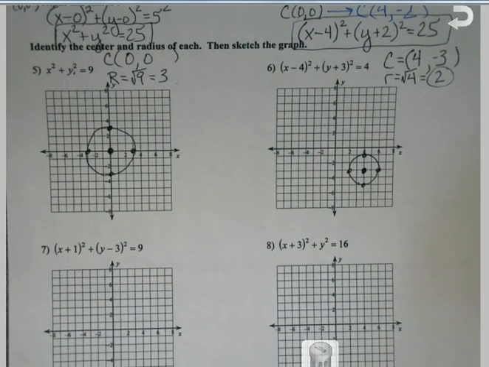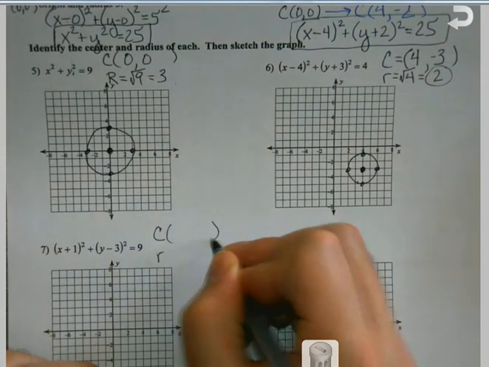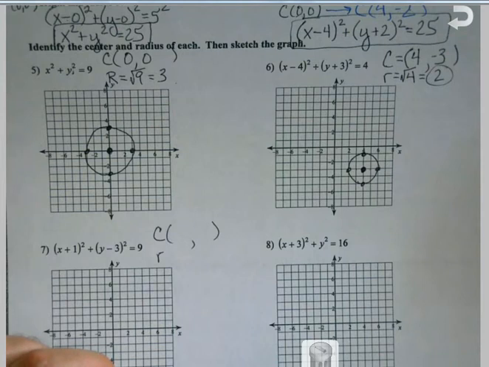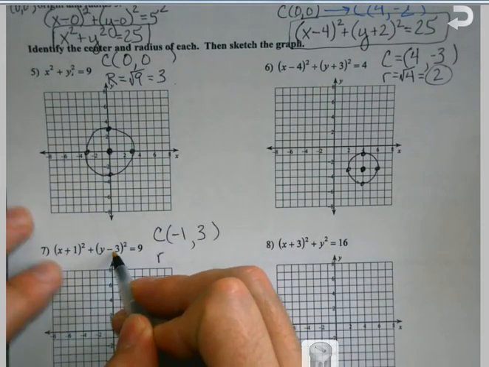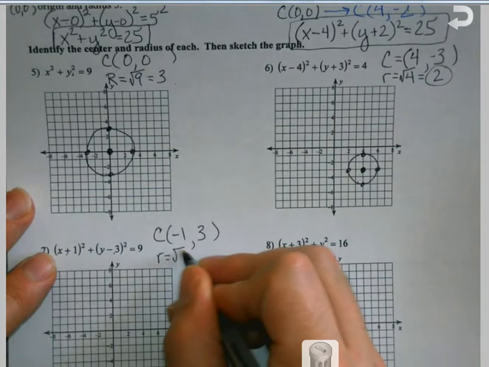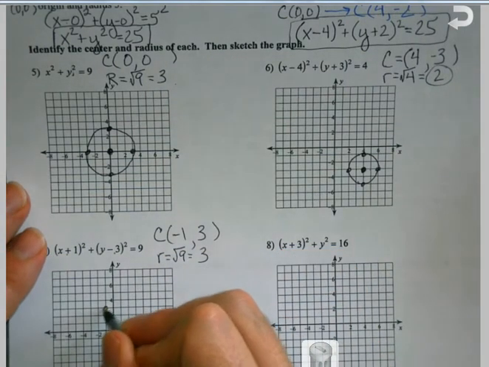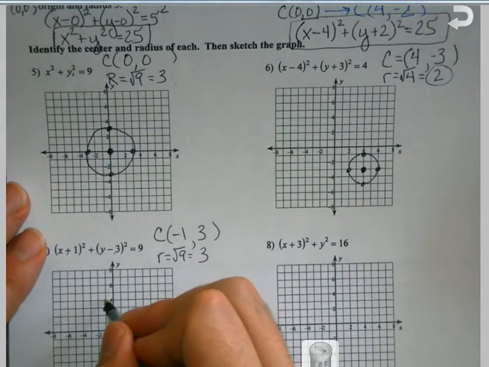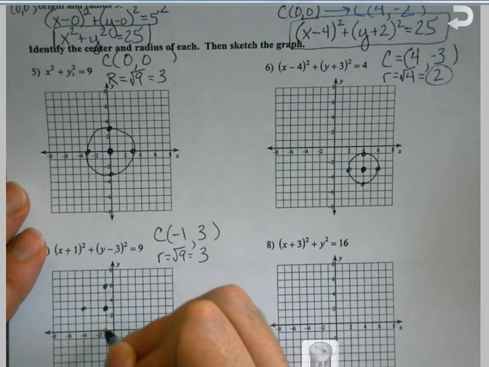Any issues so far? Because we're kind of just getting ourselves used to this whole idea. All right, let's see. What about my center in number 7? Negative 1, 3. Opposites there, because again, the minus kind of makes that opposite. And then my radius is just the square root of my solution. So again, left 1 and up 3, get a dot. A radius of 3. So we'll go 3 out each way.